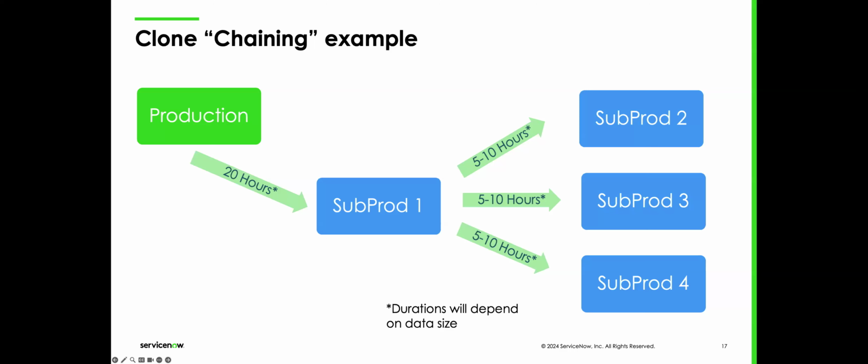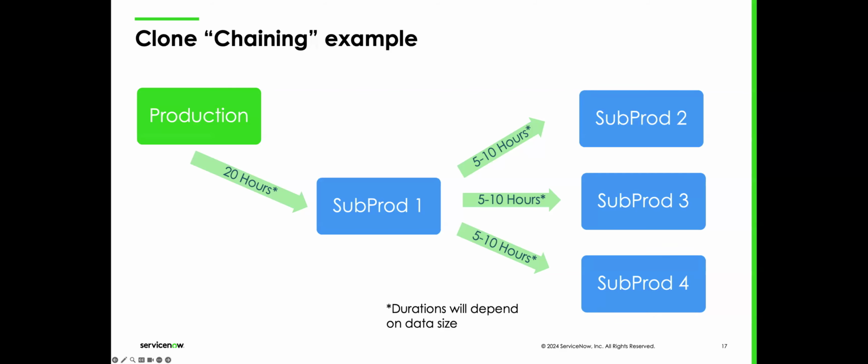And then subsequently, you can initiate other clones. In fact, you can select up to 5 clones in parallel from subprod 1 to your other subprods. Typically, subprods are a lot smaller than production instances, so your clones will be leaner and also faster in this secondary phase. So one strategy to consider and to keep in mind.